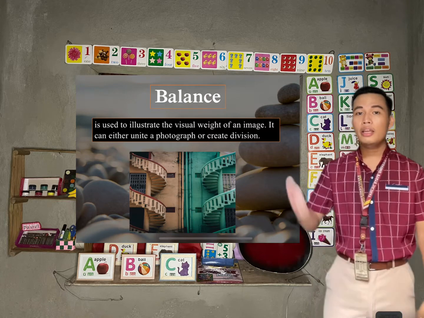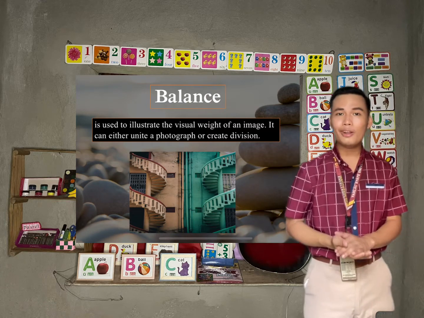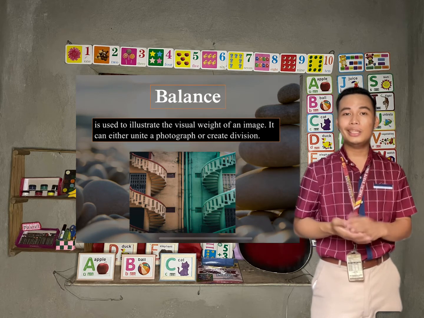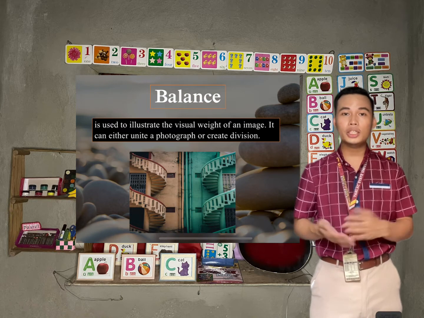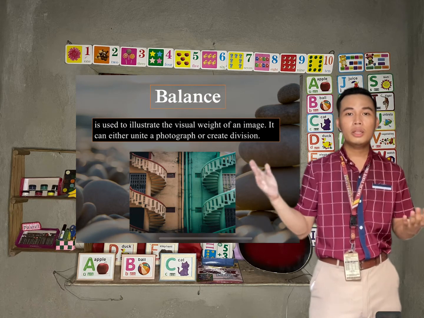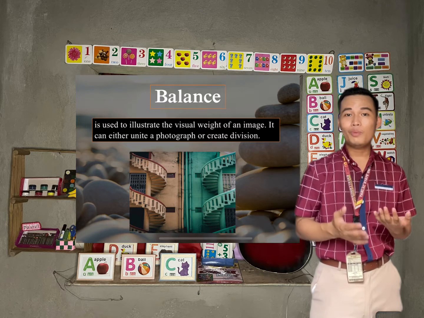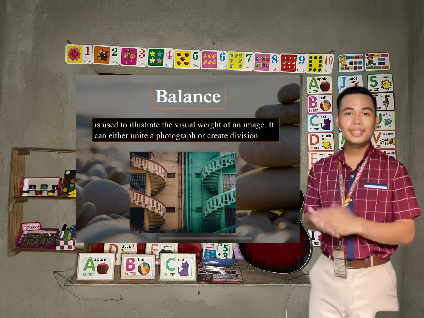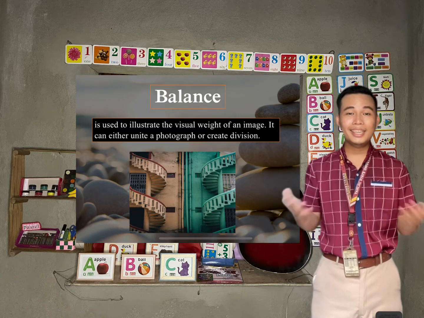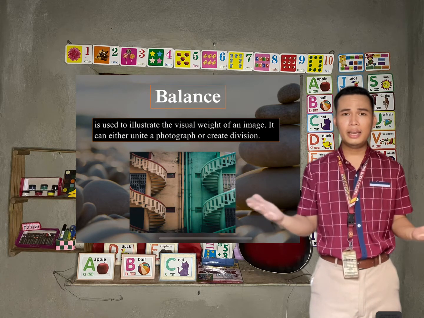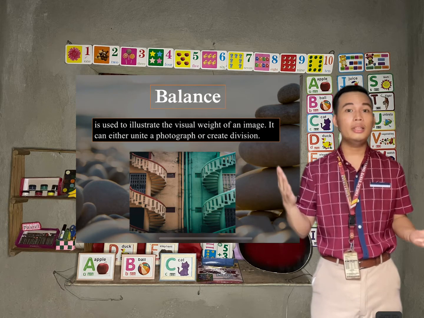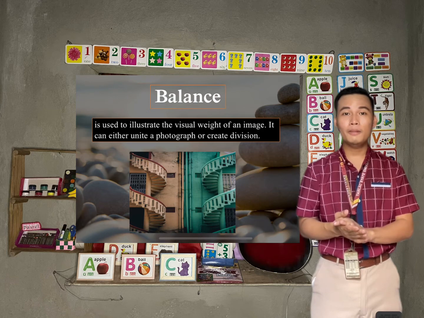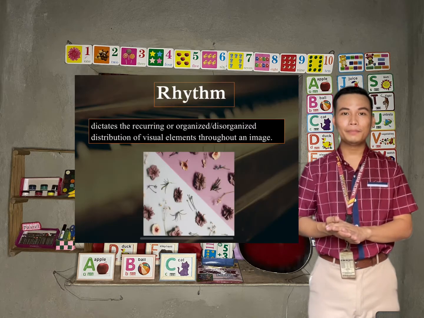For example, here on the picture, it is an example of a photograph with balance. As you can see, there is an equal distribution of pattern on each side, and because of it, our eyes see it as pleasant and satisfying. Did you understand it, class? Send a heart reaction if yes, and raise your virtual hand if not, or if there is some question. Okay, very good. Let us proceed now.